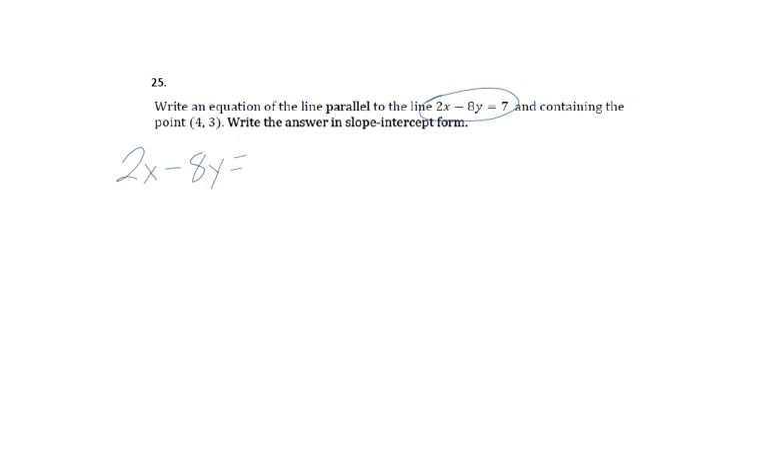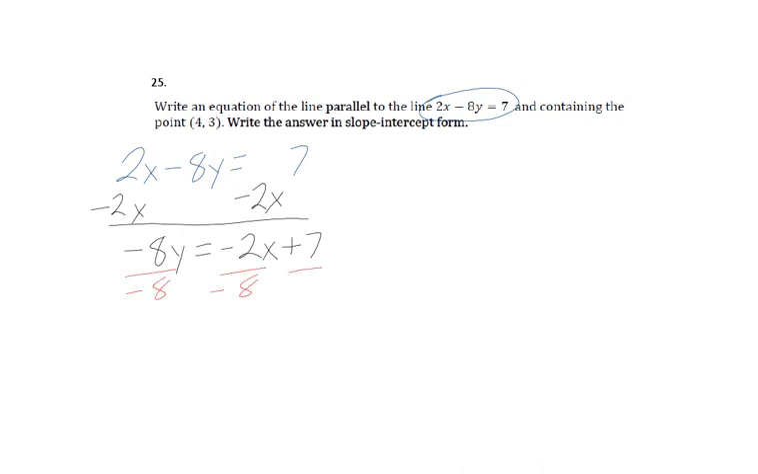2x minus 8y equals 7. First, subtract 2x. So negative 8y is negative 2x plus 7. And then divide everything by negative 8. So you get y equals 1 over 4x minus 7 over 8. The only thing I need here is the slope, which is 1/4.